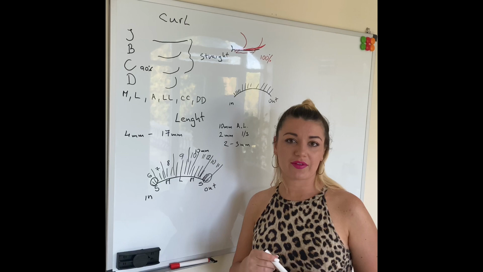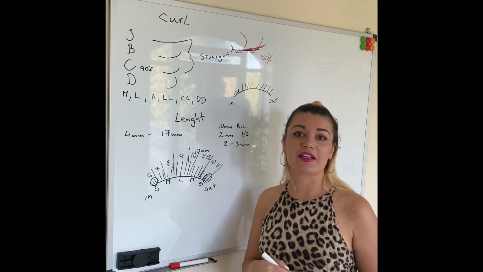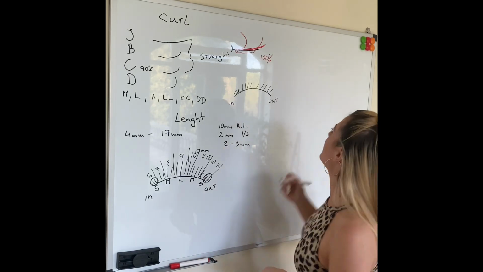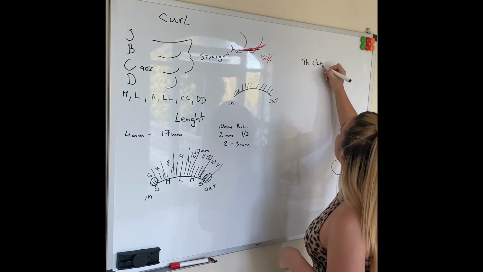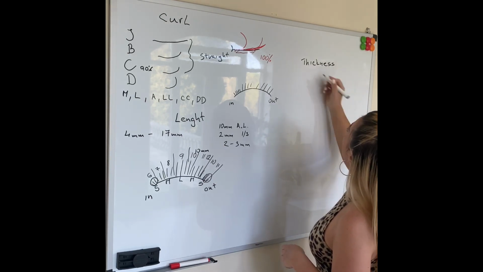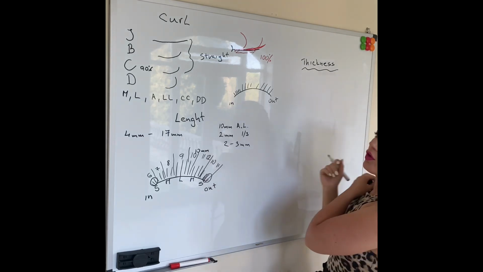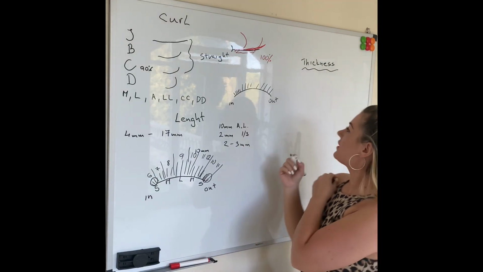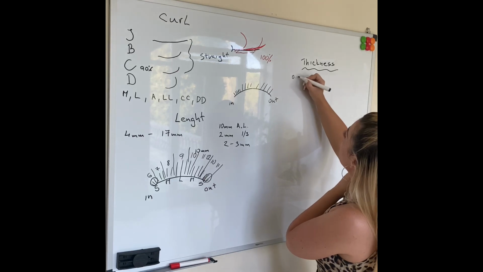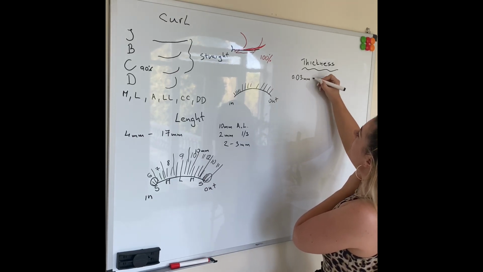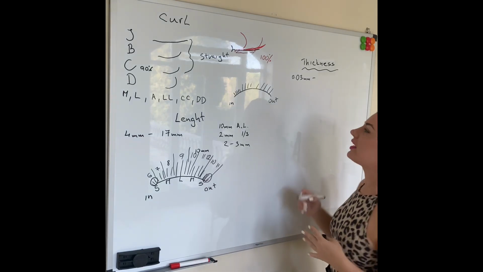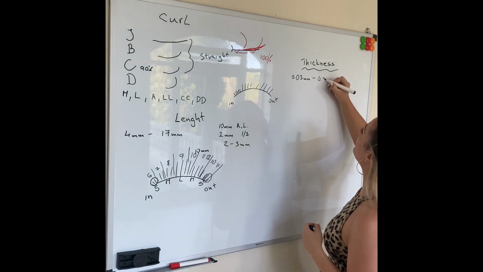Now, when we're talking about thickness again, there are so many different thicknesses. So if I write thickness in here, the thinnest we've had was 0.03 in thickness, and the thickest I've seen was 0.30.